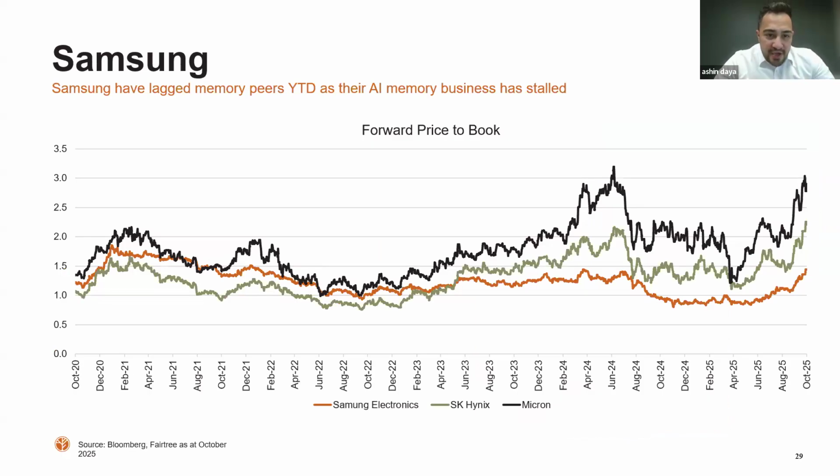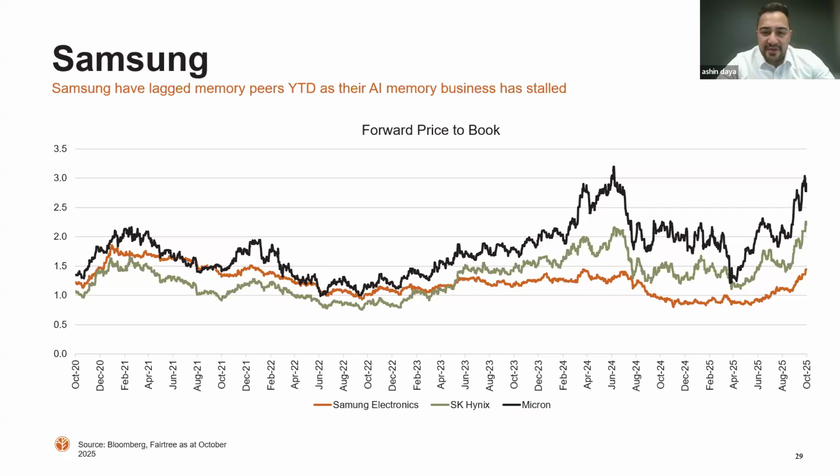All right. Just lastly, this is a price to book. These are price to book multiples of Samsung and their main peers, being SK Hynix and Micron. So you can see that Samsung's price to book multiple has lagged peers quite significantly, and generally the stock has, at least for a number of years, traded below that of its peers.